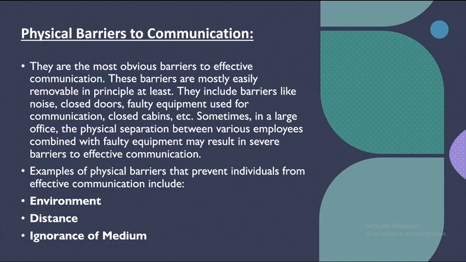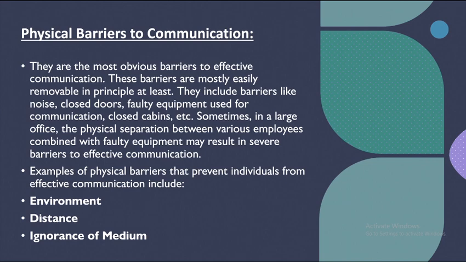Coming to the examples of physical barriers that prevent individuals from effective communication includes environment. Some barriers are due to the existing environment. For example, if you were standing in adverse weather conditions, your conversation would be hampered because you would not be able to pay full attention to what the other person is saying.